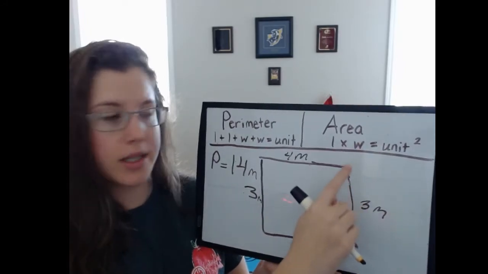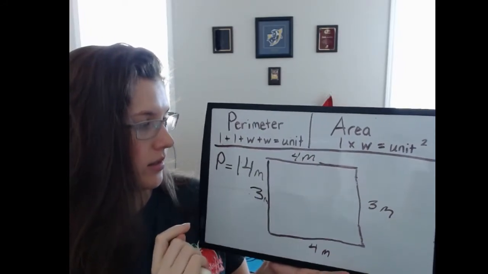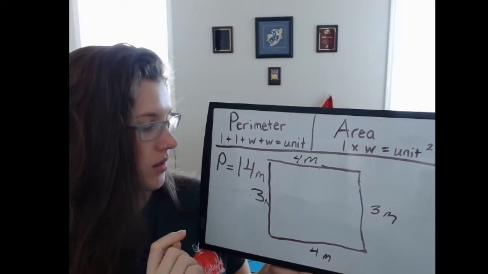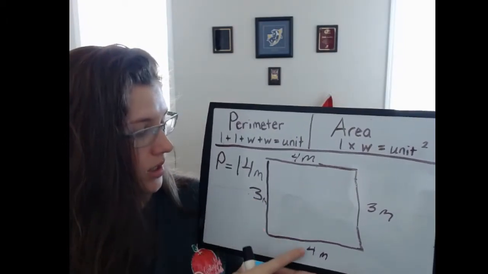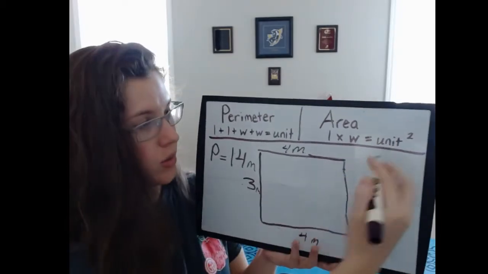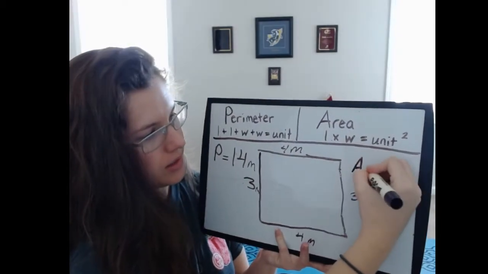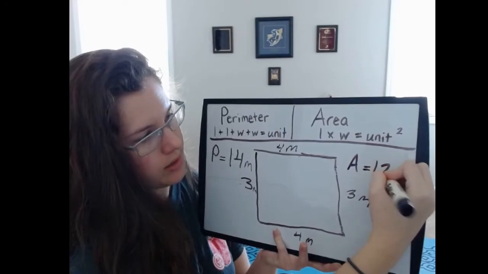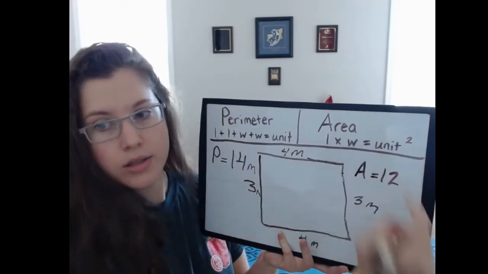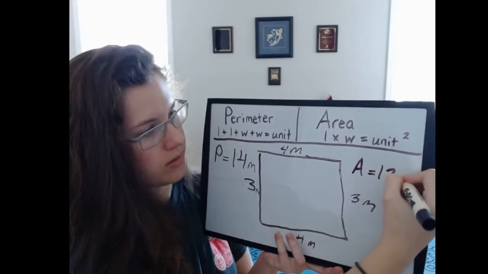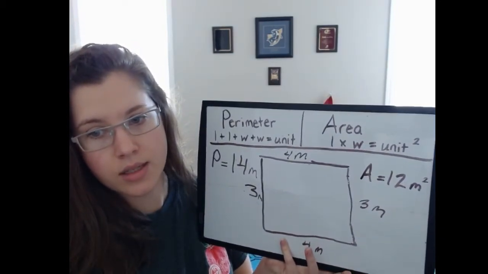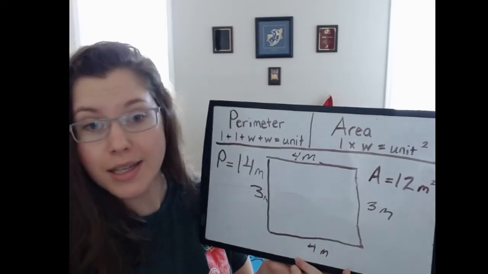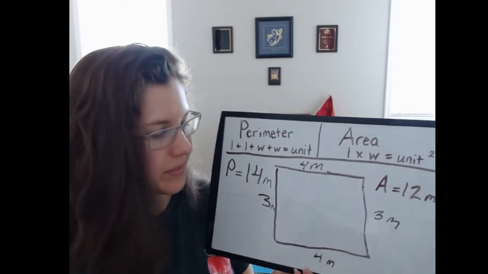Okay? Now we're going to do the area. The area formula is length times width. So you multiply the length times the width. That's it. 3 times 4 is 12. So your area equals 12. And don't forget your unit squared. 12 meters squared. That is absolutely it. It's not so bad.